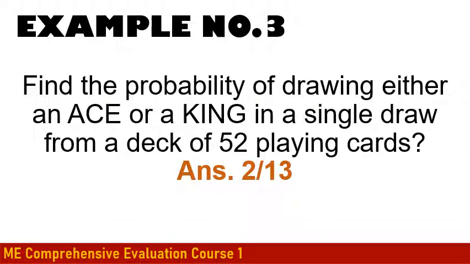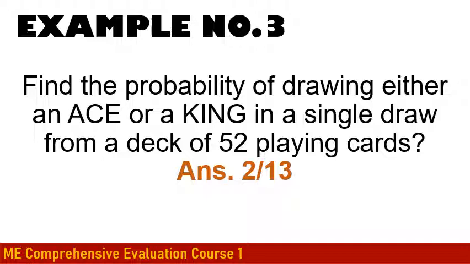Let us have an example. Find the probability of drawing either an ace or a king in a single draw from a deck of 52 playing cards. If we look at this problem, it belongs to the joint probability of mutually exclusive events because the probability of drawing an ace does not affect the probability of getting a king. They do not have common outcomes because there are separate cards for ace, and there are also separate cards for king.